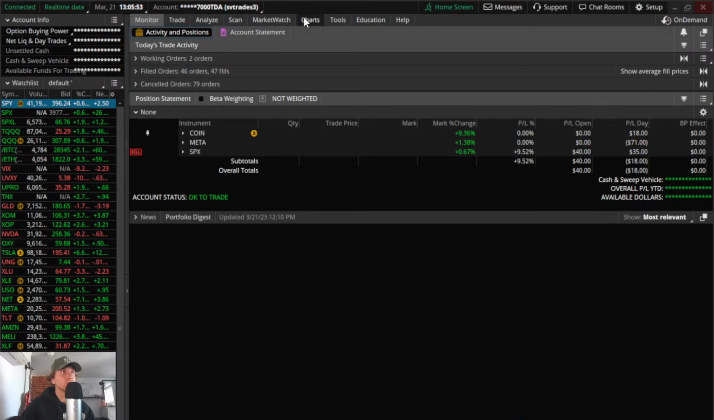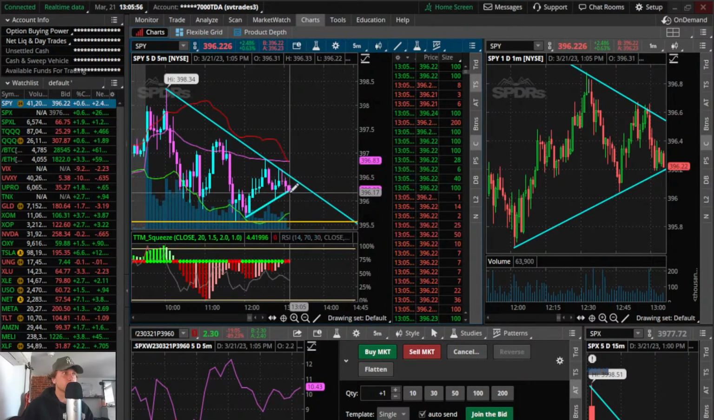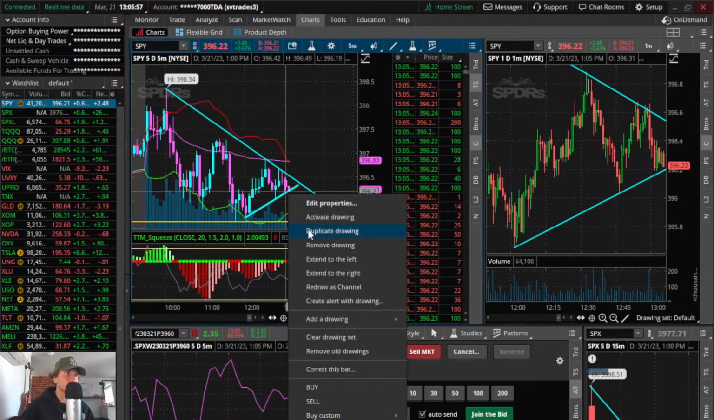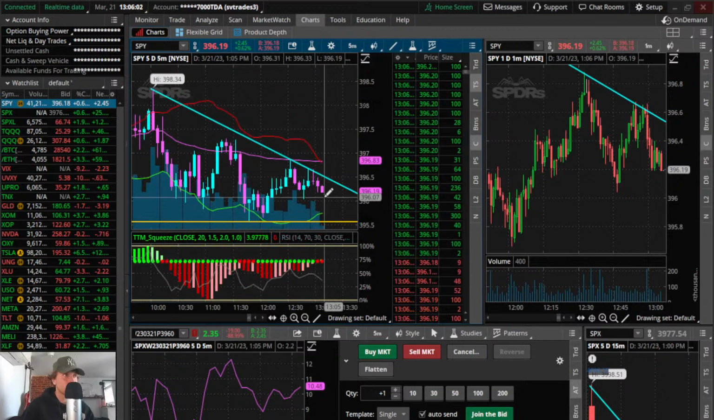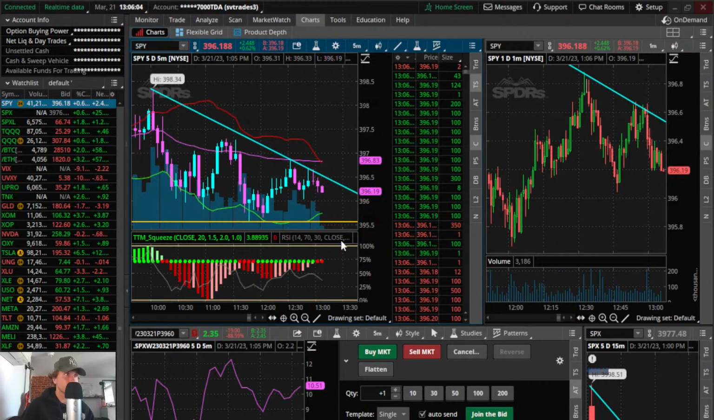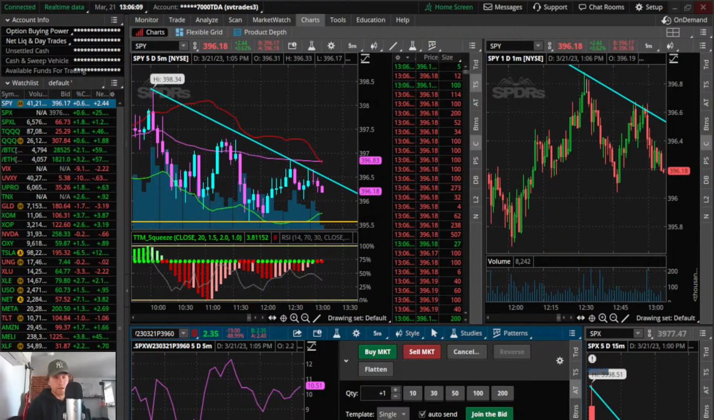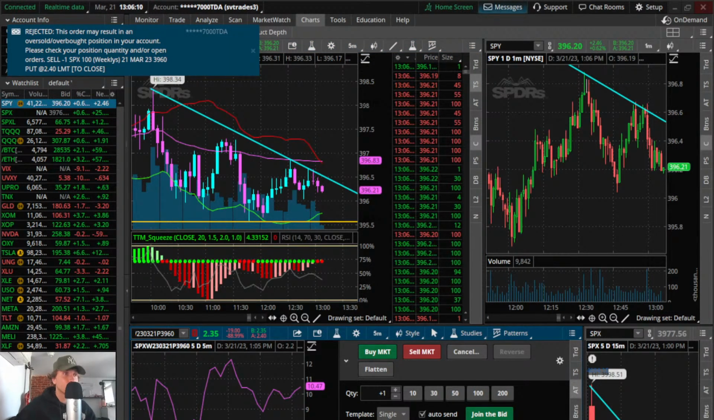I'm up $40, $50. I want to see a breakdown below this trend line. Can we get it? There we go. Push down below this 396 for me, please. Oh, my bad. I forgot that I had them both waiting.